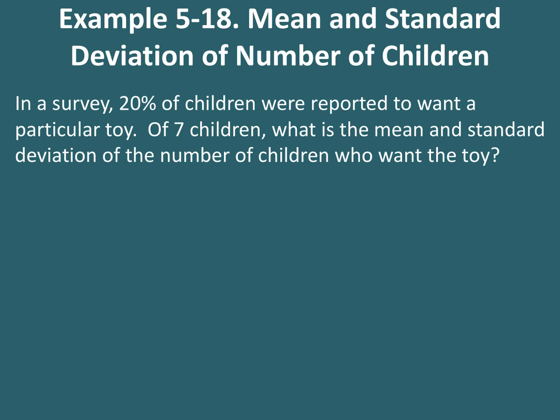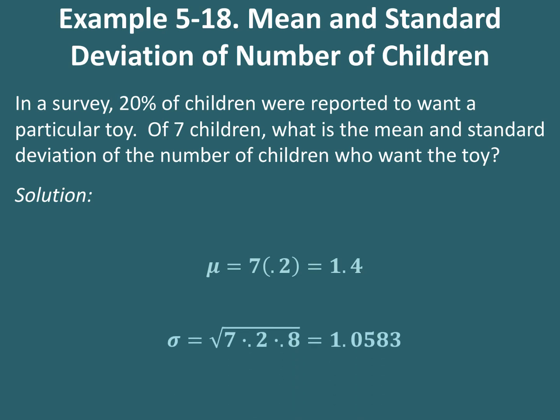And finally, in a survey, 20% of children were reported to want a particular toy. Of 7 children, what is the mean and standard deviation of the number of children who want the toy? The mean, 7 times 0.2, 1.4. The standard deviation, 7 times 0.2 times 0.8, 1.05.